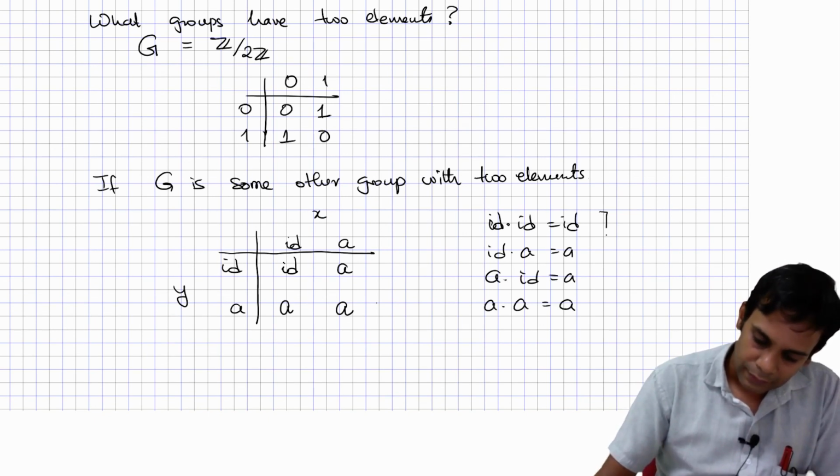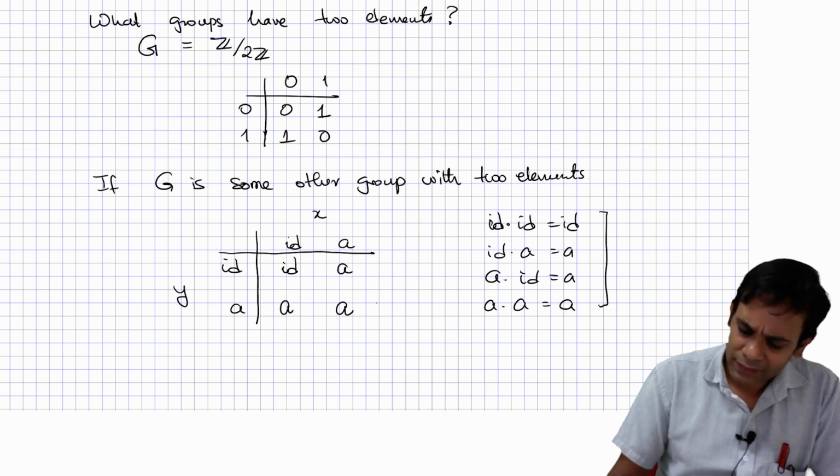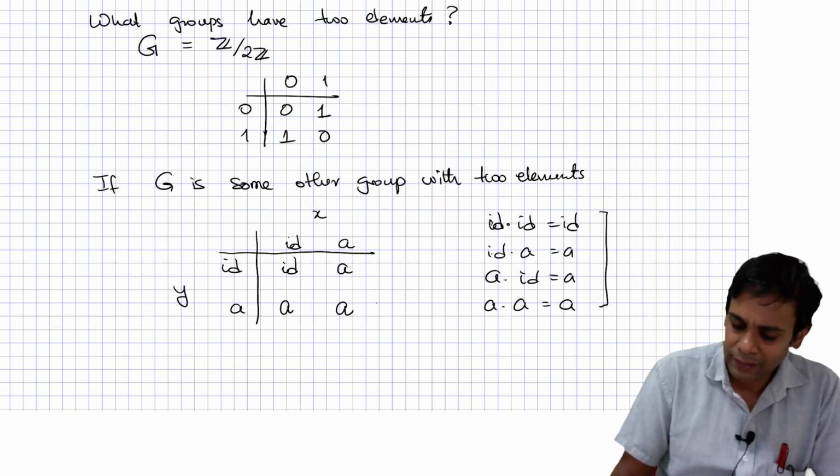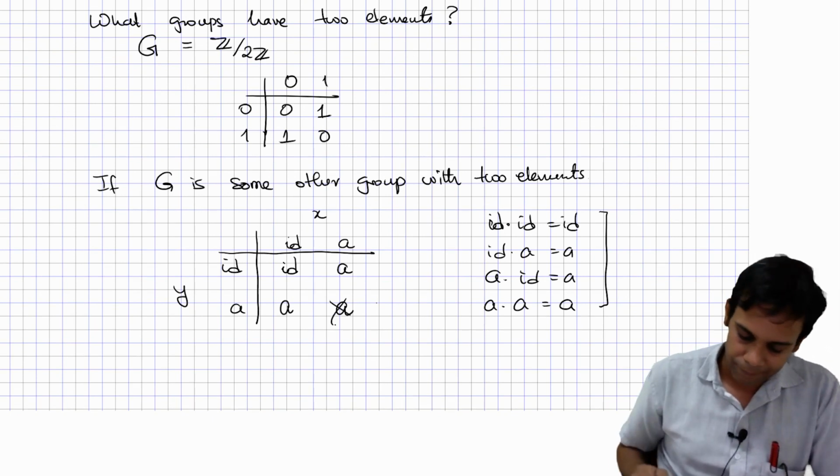Now the question is, does this operation satisfy the group axioms? So it satisfies the identity axiom, because anything multiplied by the identity, either on the left or the right, is that thing itself. But what is the inverse of A in this group? Is there an element which, if I multiply by A, I get the identity? Well, A times identity is A, and A times A is also A. So there is no inverse of the element A. So we cannot have A over here.